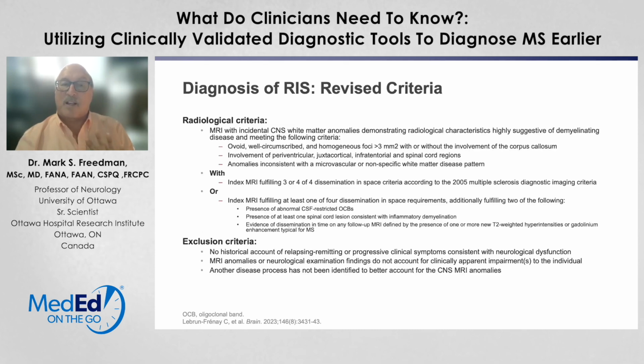When we talk about the radiological isolated syndrome, that's MRI only, with no symptoms suggestive of MS. The criteria have evolved; the most recent I've shown here. More or less, it's somebody who got an MRI for whatever reason, but not because of symptoms suspicious of MS. It could have been for examination of, say, a migraine or head trauma, something to that effect.